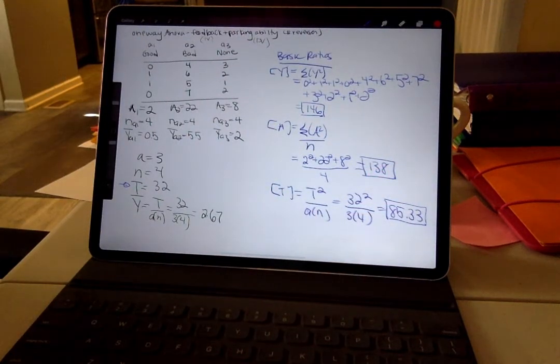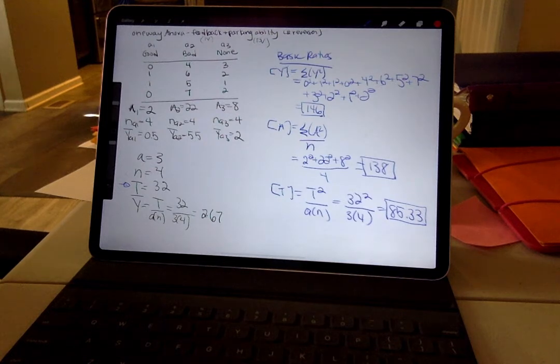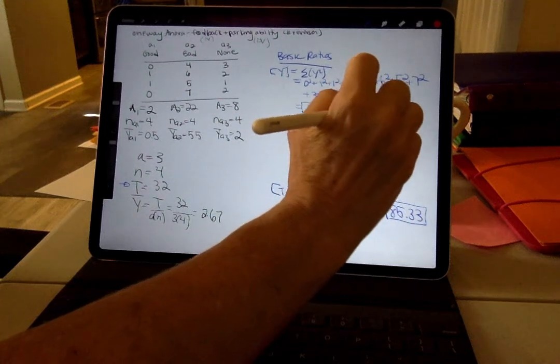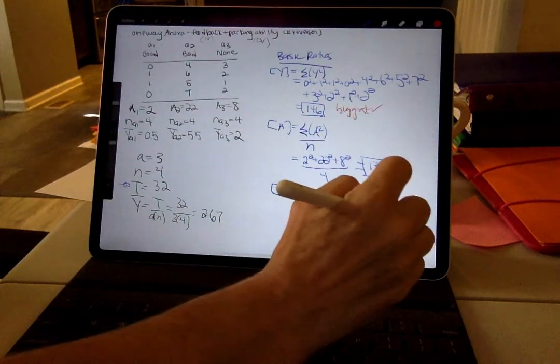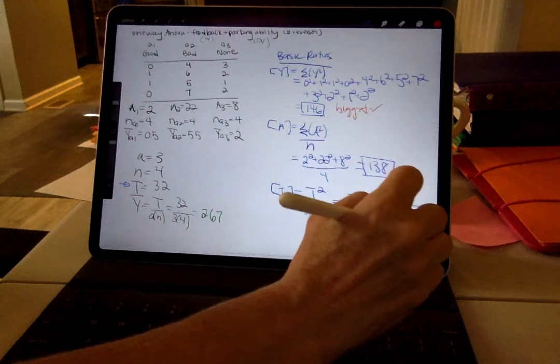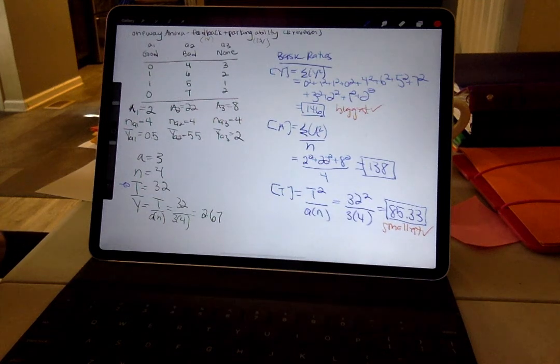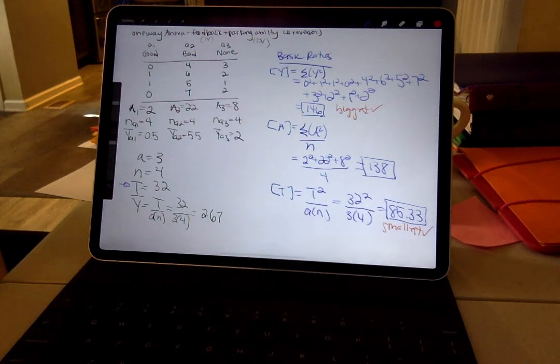Okay, so before you move on, you definitely want to stop now and check your work to see if these numbers make sense. Y should be the biggest of the 3, which it is, and t should be the smallest, which it is. All right, so in the next video, we are going to start with the sums of squares.